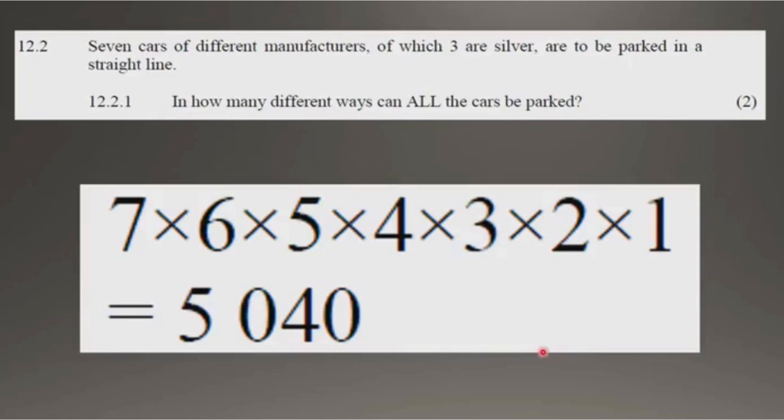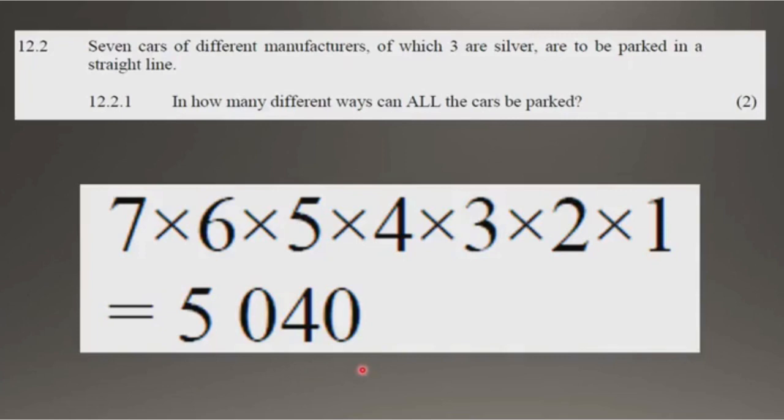Here's another question. 7 cars of different manufacturers, of which 3 are silver, are to be parked in a straight line. In how many different ways can all these cars be parked? Well, simple solution. 7 multiplied by 6, multiplied by 5, multiplied by 4, multiplied by 3, multiplied by 2, multiplied by 1. And I can actually hear you saying it. That is grade 12, simply 7 factorial number of ways. And there's the answer, 5,040.